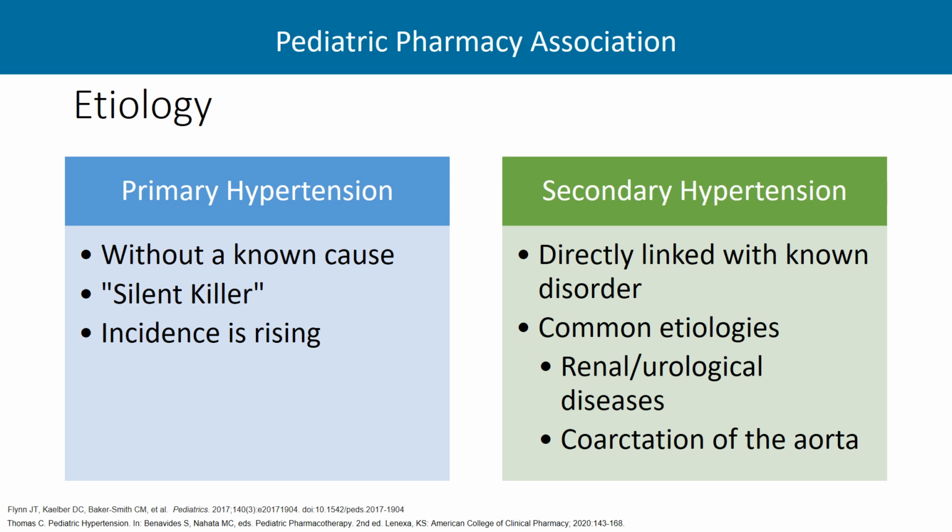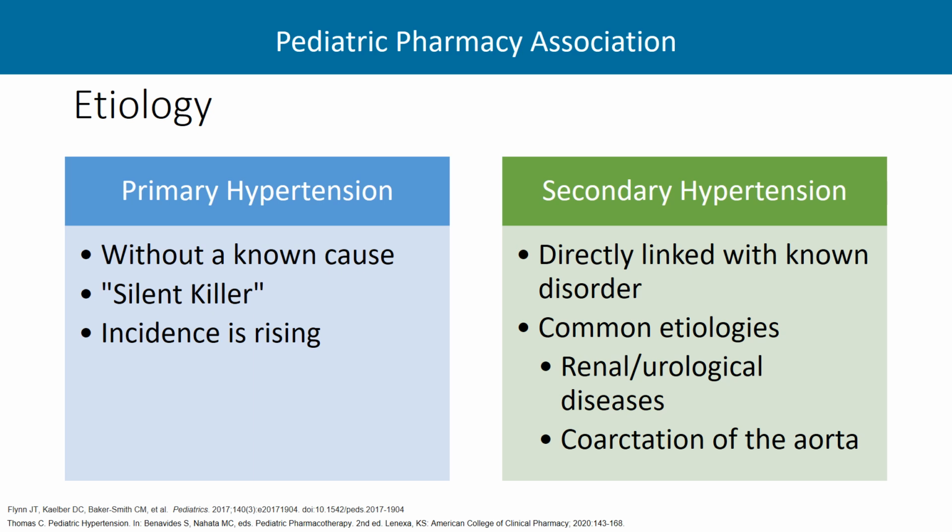Hypertension overall has two different etiologies, primary and secondary. Primary hypertension is described for you on the left-hand side of the slide. This is the hypertension that you may remember most likely from pharmacy school. Primary hypertension is hypertension that presents without a known cause, and this type of hypertension is associated with the name of the silent killer. This type of hypertension you can see more commonly in the adult population. However, primary hypertension's incidence in the pediatric population is rising, especially in the older children and adolescent populations.